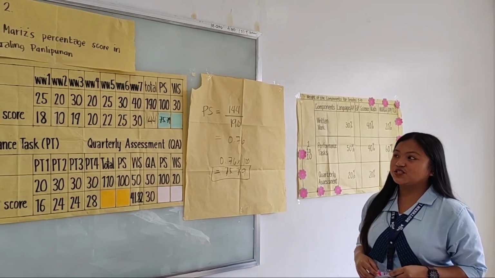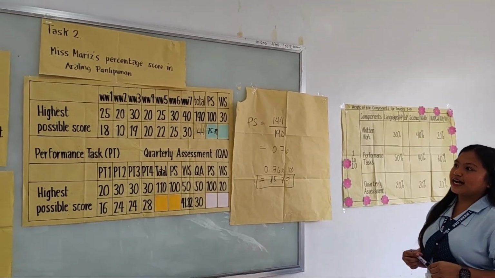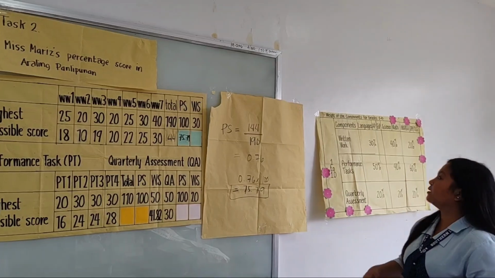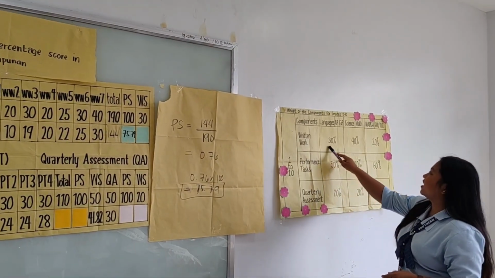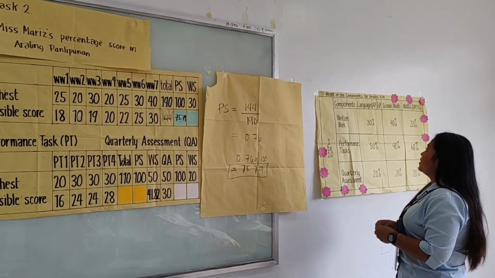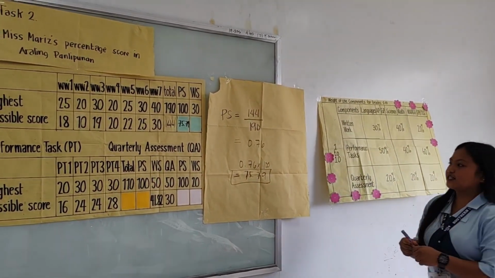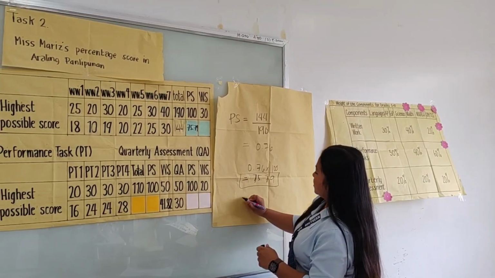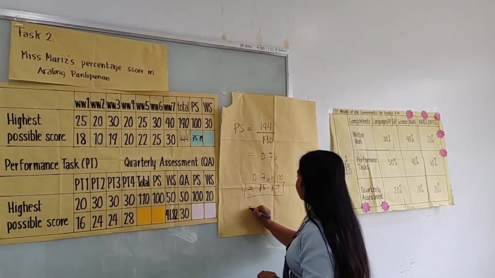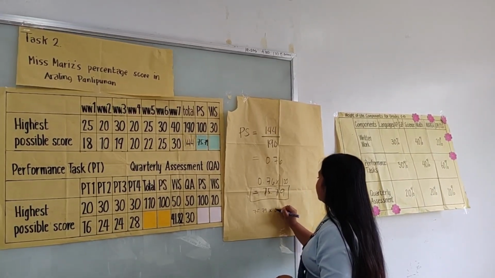To get the weighted score, we need to multiply the percentage score times the weight of the component. The weight of the written work component in Araling Panlipunan is 30%. So we have to multiply 75.79 times 0.30.